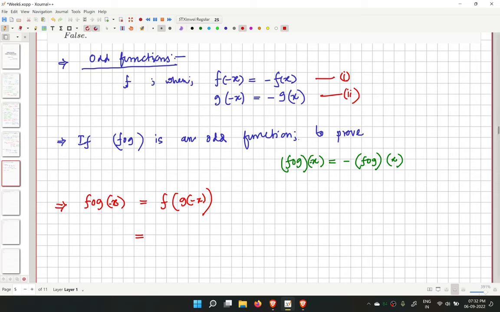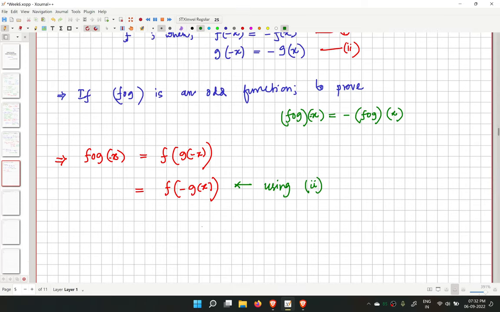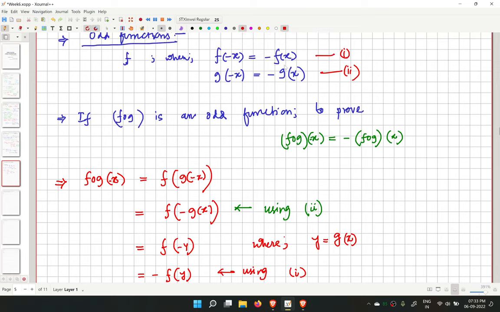So here we can write this part g of minus x as minus g of x. So this is using 2. And now let us write it as f of y, where y equal to g of x. And we can also write it as f of minus f of y using property 1 here, which is this.